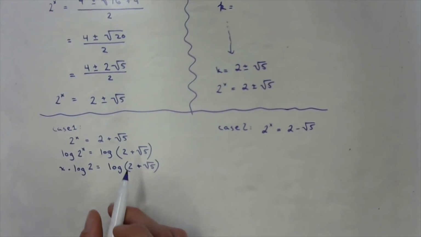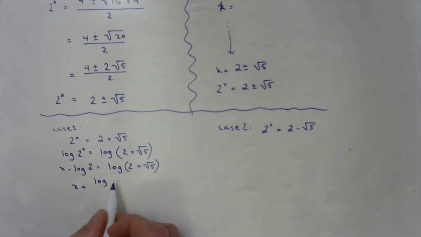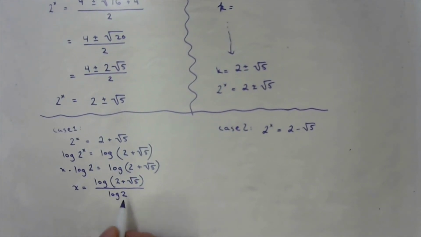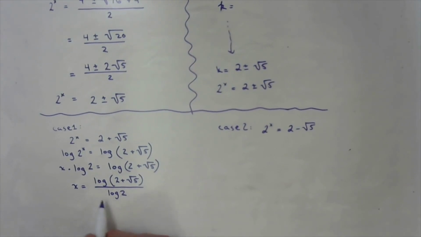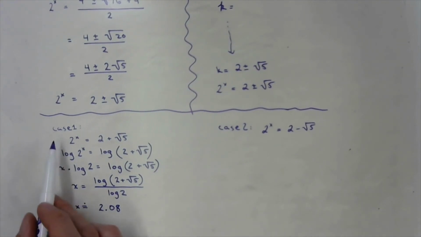It's a weird value, but it is just a value. And then I can divide both sides by the log of 2, which gives me a final exact answer of x equals the log of 2 plus radical 5 over the log of 2. And if we punch that into the calculator carefully, so again, you do as much work as you can using exact values before you go for your calculator, because your calculator will give you a rounded answer. You end up with approximately 2.08. And that's the solution for this case.